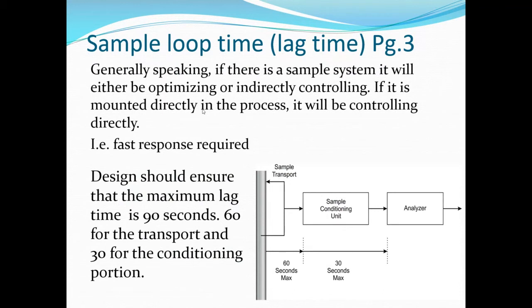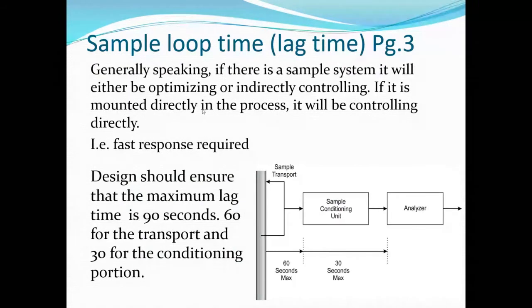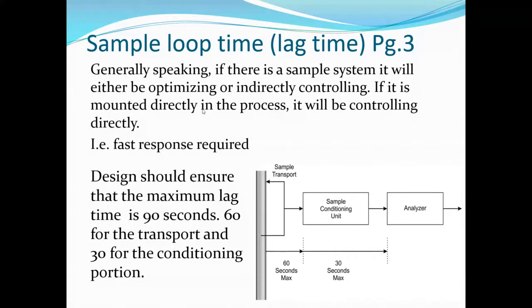So you're saying if it's directly mounted in the process, there's probably a reason that we want it to be in the process. We've learned in the last ILM that having the sensor in the process provides us the fastest response, and that distant mounting of the analyzer and sensor is the slowest method of getting the reading of the process. So just by picking the particular transport method, or no transport method, gives you an indication of the importance of this loop time.